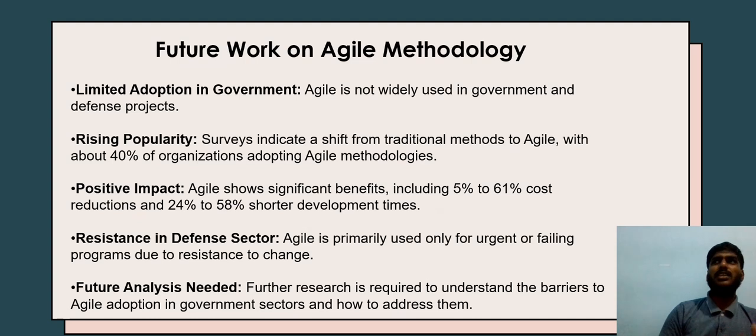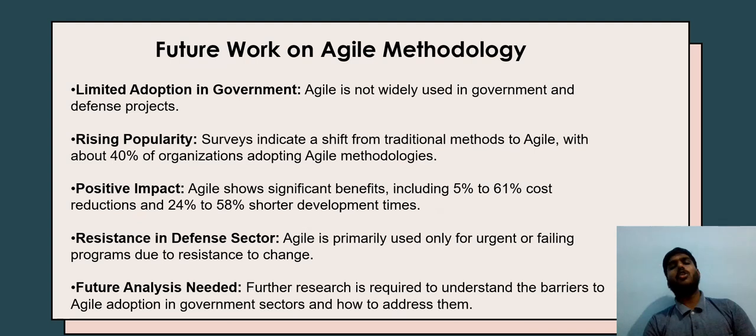Positive impact. What are these positive outcomes? Let us say this shows significant decreases, including 5% to 61% in cost. Yes, absolutely reductions. And what about the 24% to 58%? It's shorter development times. Resistance in defense sectors and future analysis needed. Yes, further research is required to understand the barriers to agile adoption in government sectors. Yes, this will be the problem, I think.